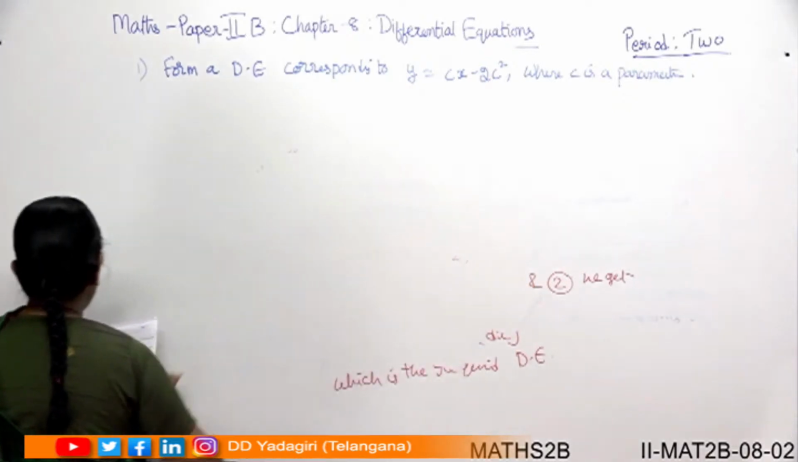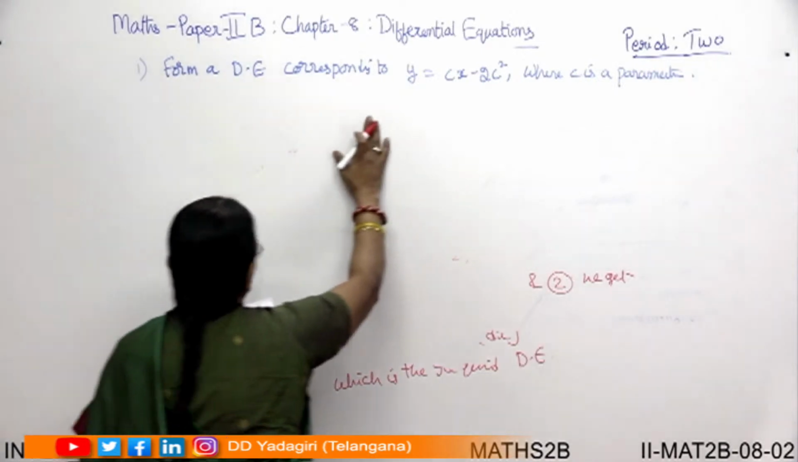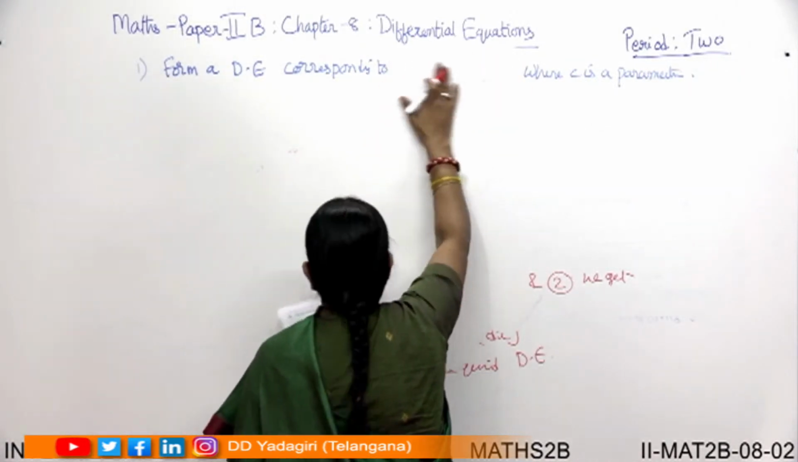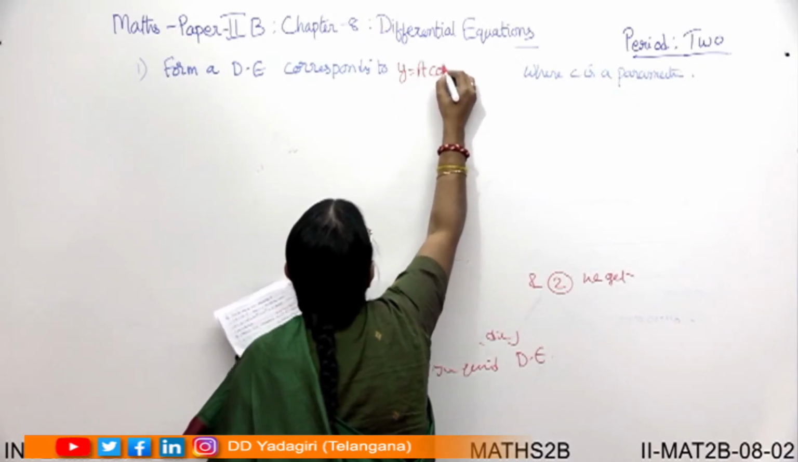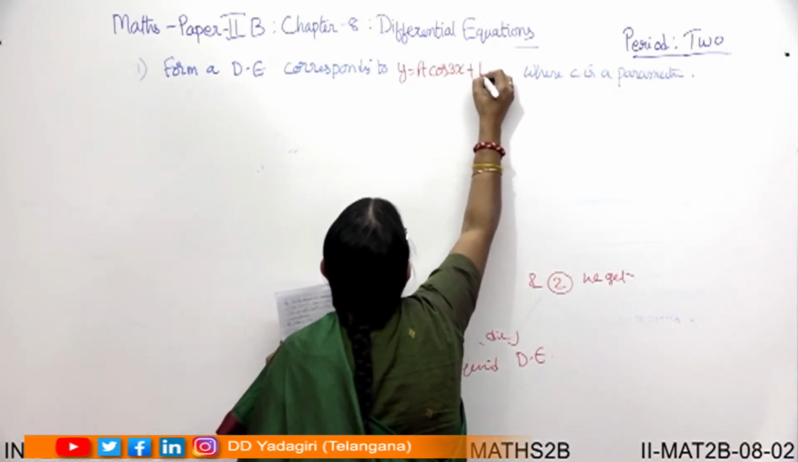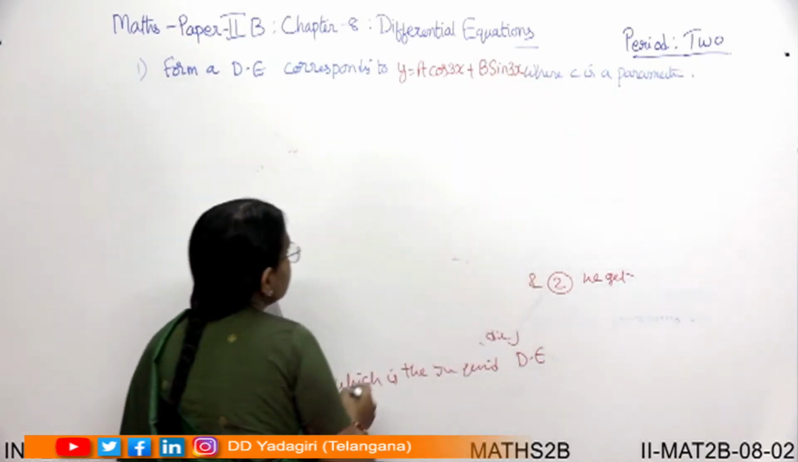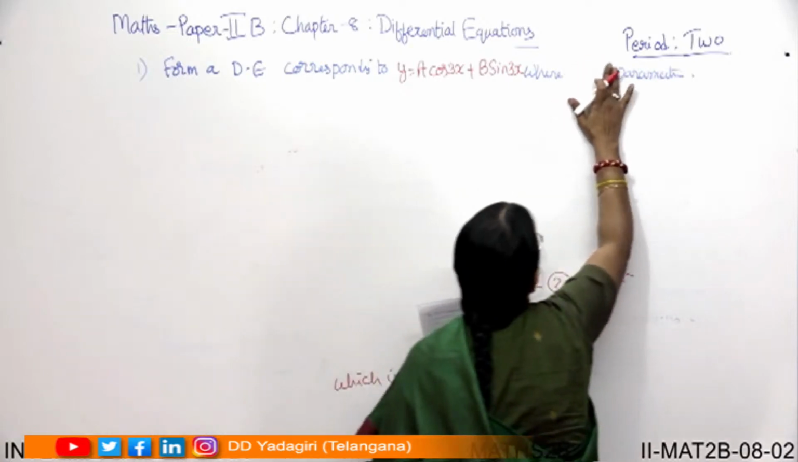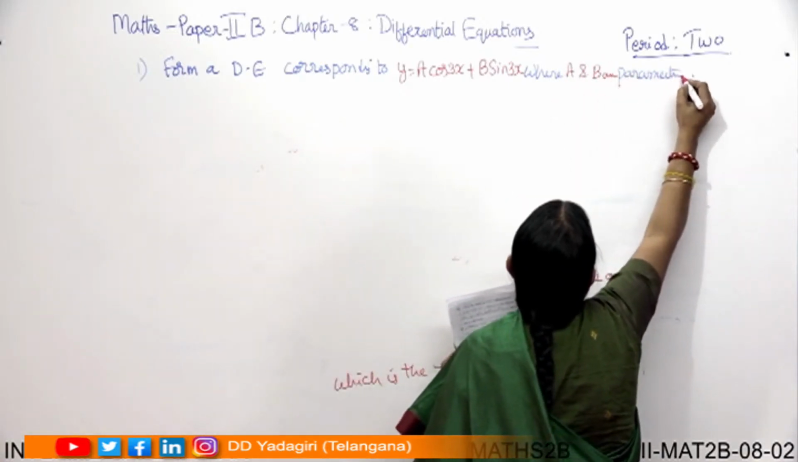Okay. Now next problem. Form a differential equation corresponding to y is equal to a cos 3x plus b sin 3x, where a and b are parameters.